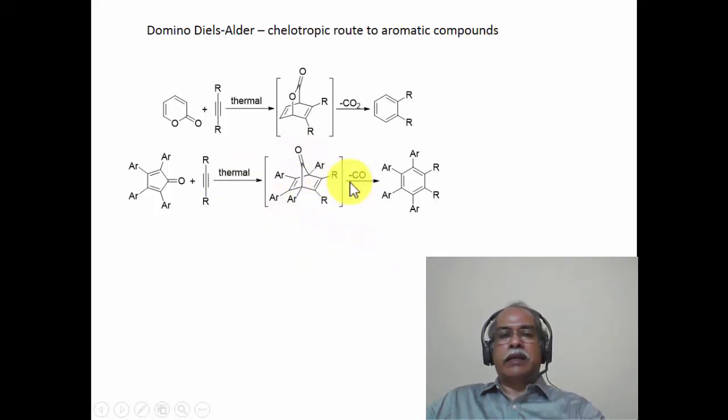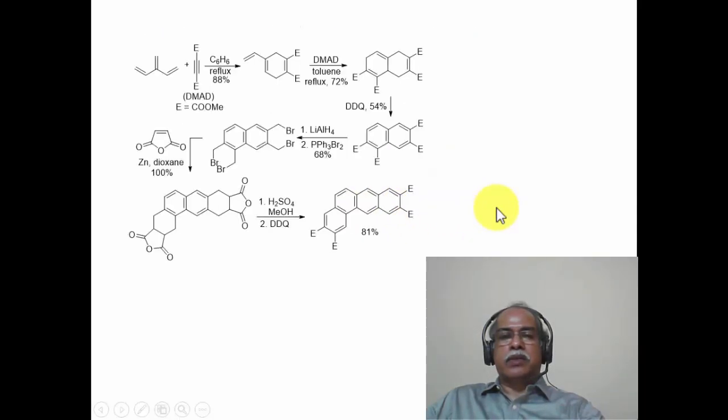So, under the thermal heating condition, this is an unstable compound. The driving force here is again aromatization and the loss of strain because of the elimination of the carbon monoxide molecule. So, it is a chelotropic elimination of carbon monoxide to produce the corresponding hexa-aryl or hexa substituted benzene derivative, which can be synthesized using this methodology. We will see some examples of this methodology in a few minutes.